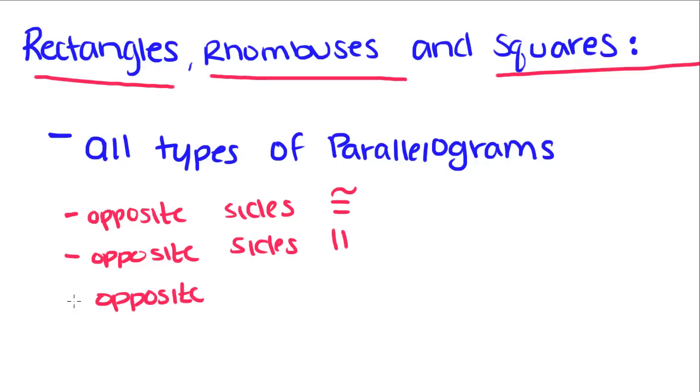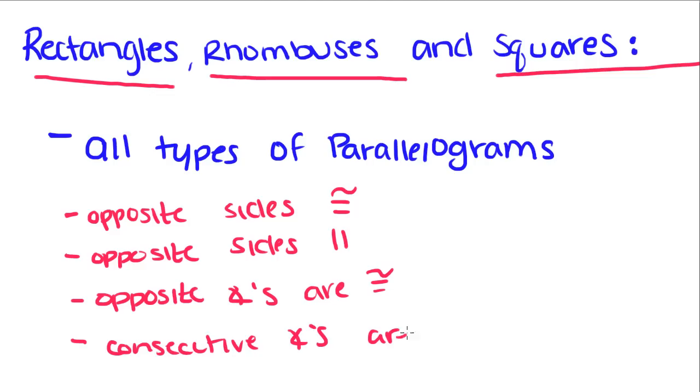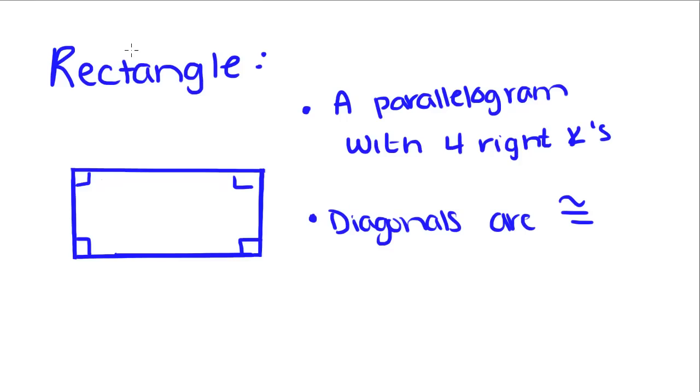Opposite angles are congruent, and consecutive angles are supplementary. So each one of those things is still true, but there's also more to them.